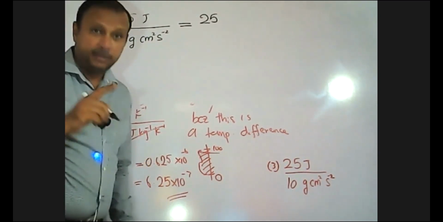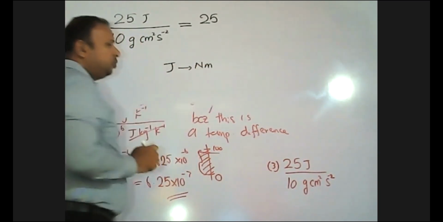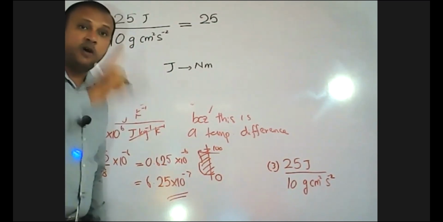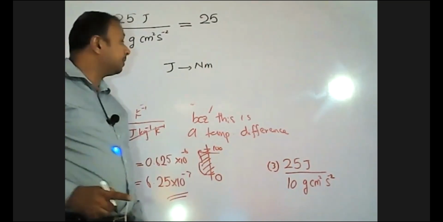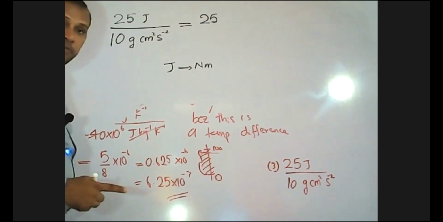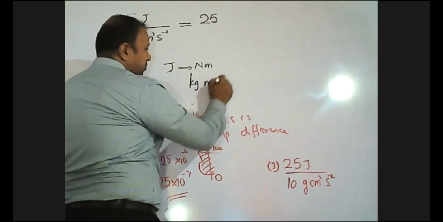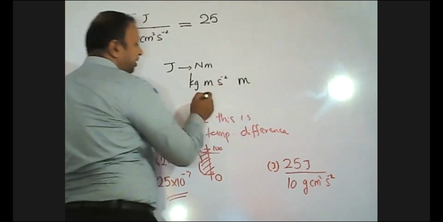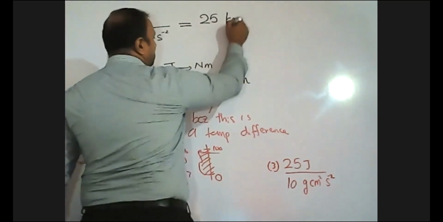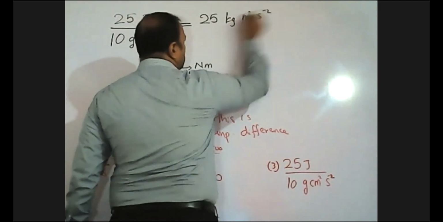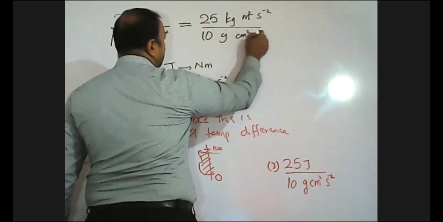How to write this? Joule means force into distance. Force is measured by Newton, distance measured by meter. So force into distance means Newton meter. So I can write this as Newton as kg m s minus 2 into meter. That means kg m squared s minus 2. So it is kg m squared s minus 2 over 10 gram centimeter squared s minus 2.